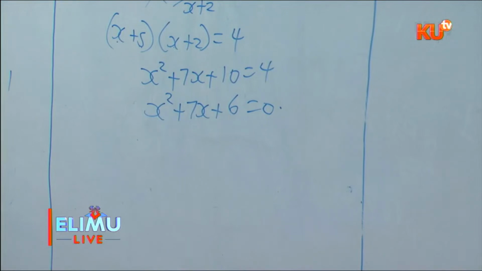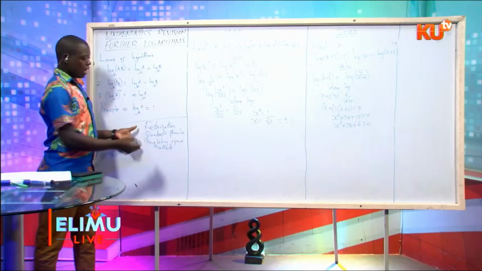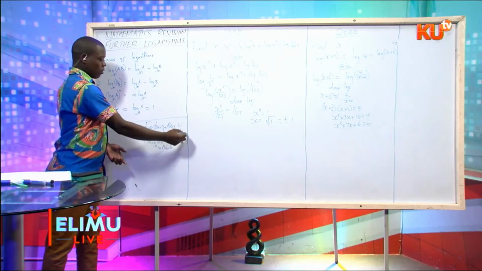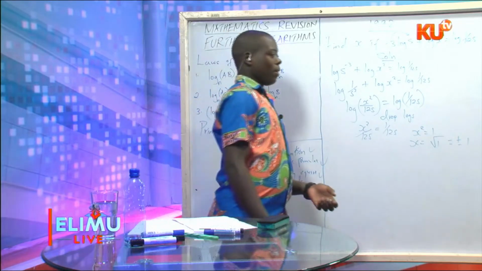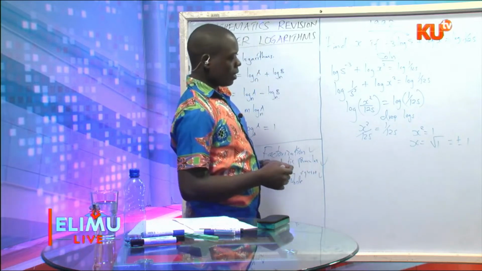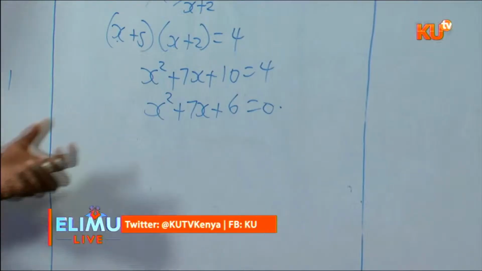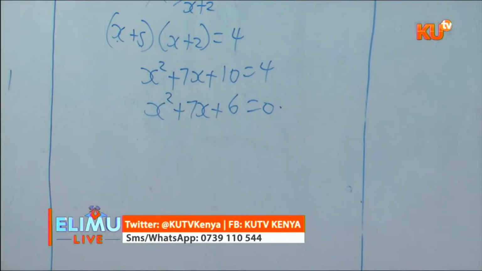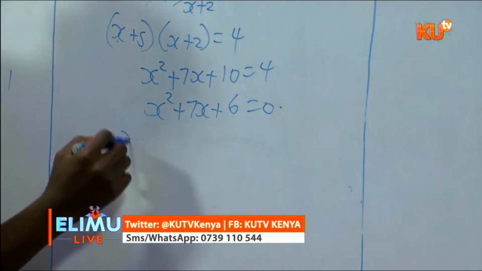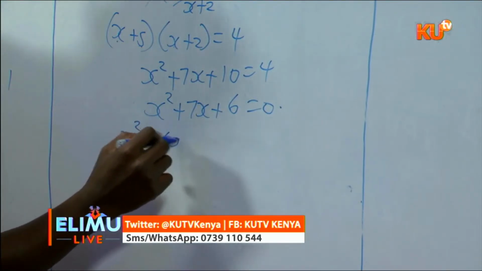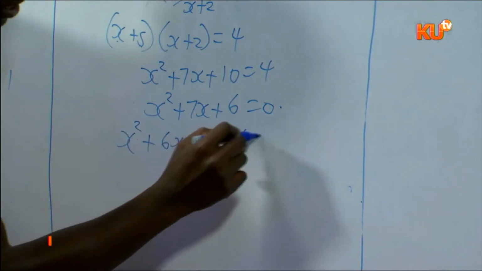Again, there are 3 methods for solving quadratic equations: factorization, the quadratic formula, or the completing the square method. If we apply factorization again, we need 2 numbers whose product is 6 and whose sum is 7. That should be 6 and 1, because 6 times 1 is 6 and 6 plus 1 is 7. So I substitute these numbers for 7, and I'll have x squared plus 6x plus x plus 6 is 0.